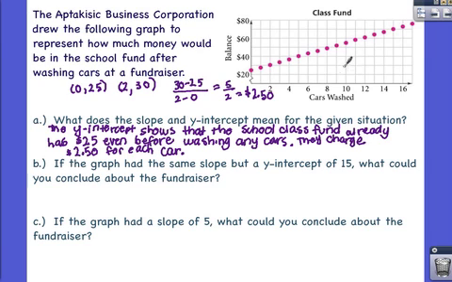If the graph had the same slope but a y-intercept of 15, what could you conclude about the fundraiser? Well, if your y-intercept is 15, that means that the class fund had $15 before washing any cars.